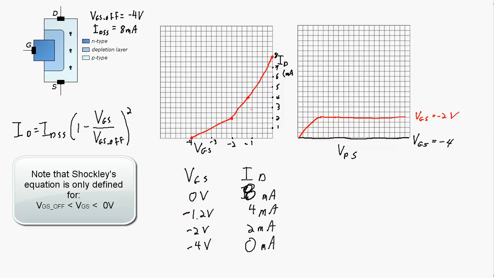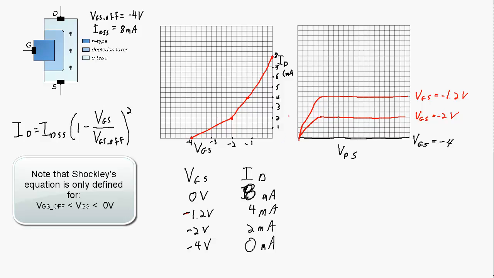And for VGS equal to minus 1.2 volts, our ID is going to be at this point here. So we're going to reach saturation at 4 milliamps. And before that, we're in the linear region. So I'll have a curve looking something like that. And that's at VGS equals minus 1.2 volts.